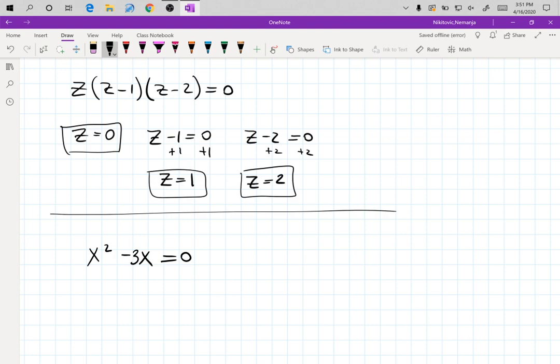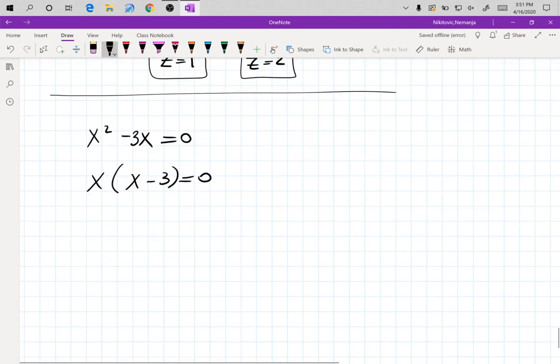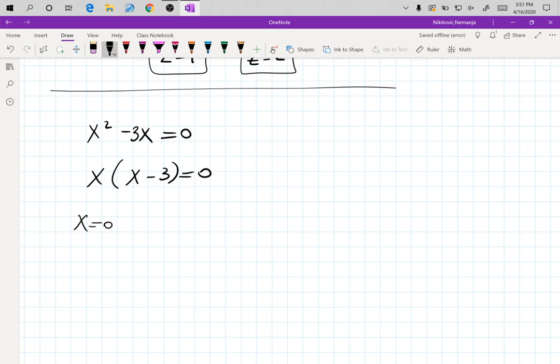So you can see immediately on the left hand side that there is a GCF, greatest common factor, that you can take out, which is x, and you're left with x minus 3. So that's your factoring technique. Now, the zero product rule says x is 0 and x minus 3 is 0. Add 3 to both sides. x is 0 and x is 3.